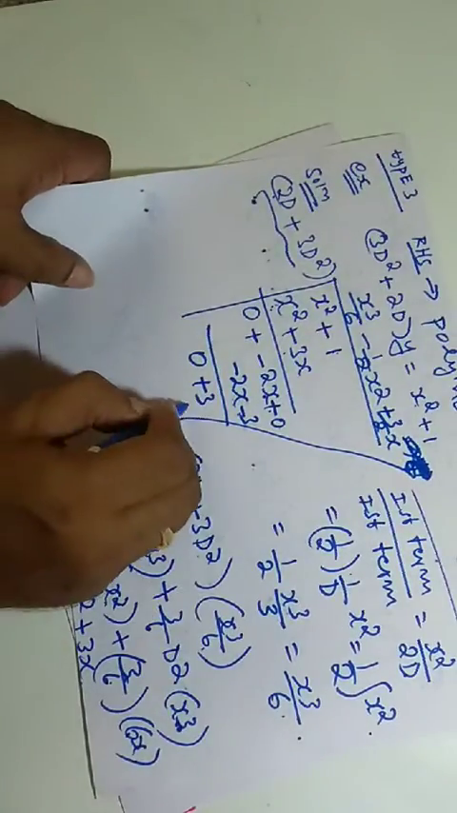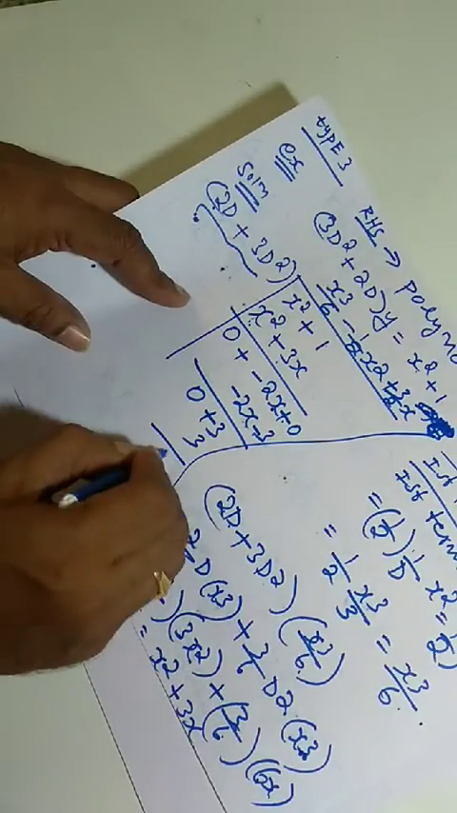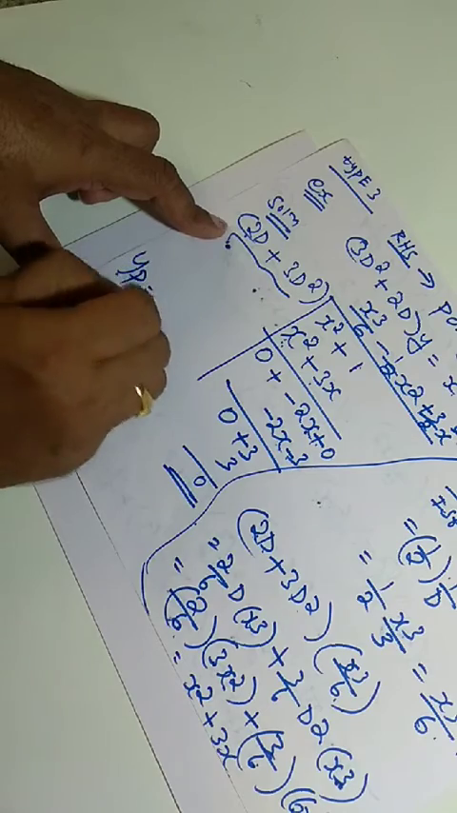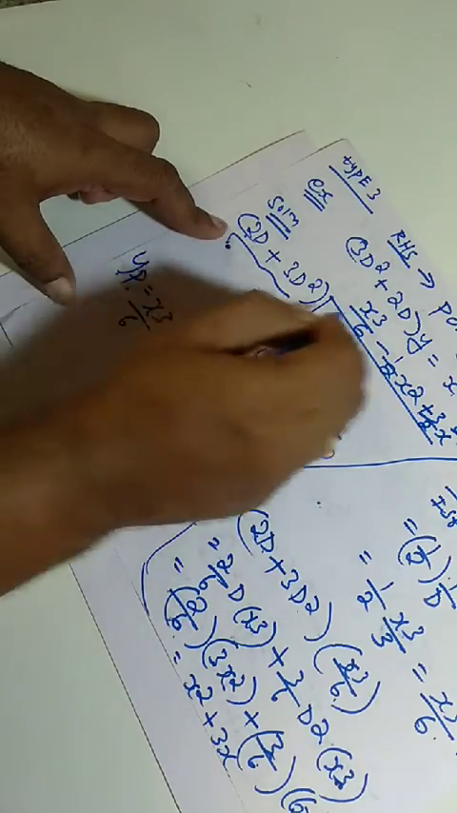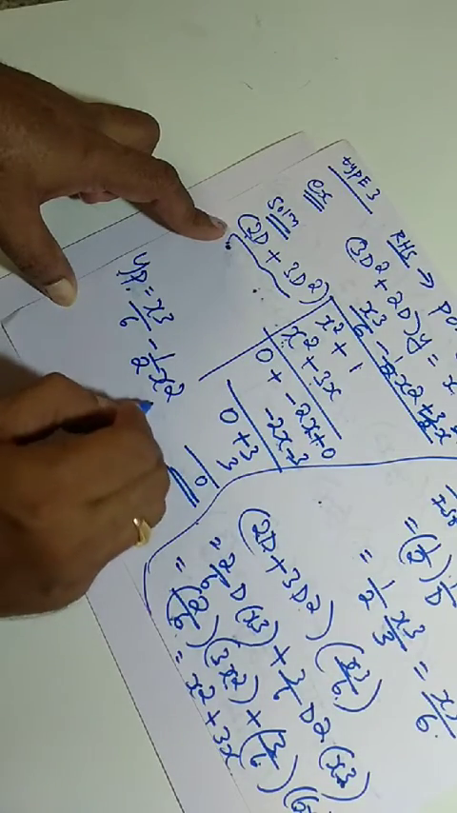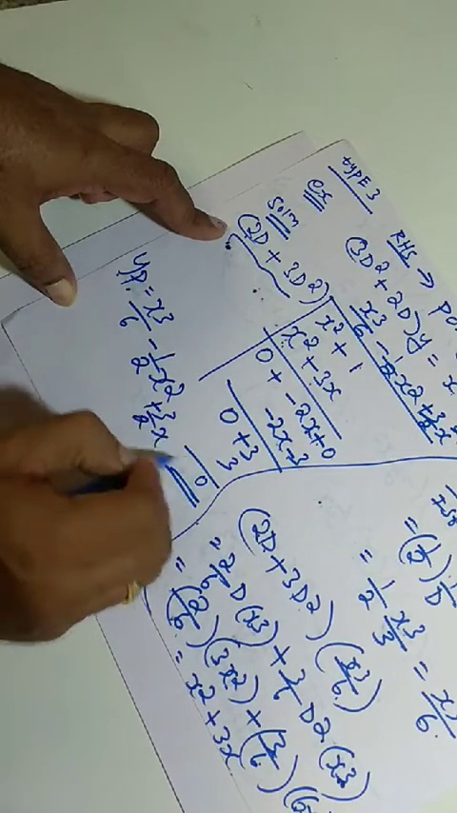So therefore, this 3 whatever you got, I am writing it here. So 3 minus 3 becomes 0. So what is yp? yp means x cubed by 6 minus half x squared, plus 3 by 2x.